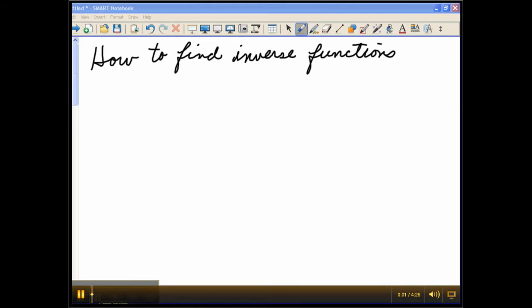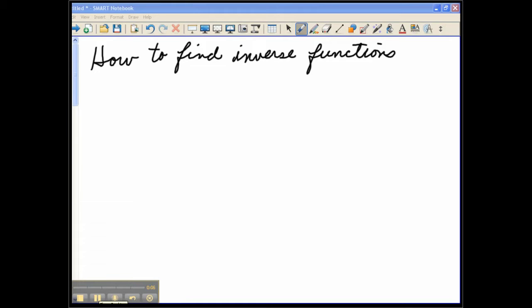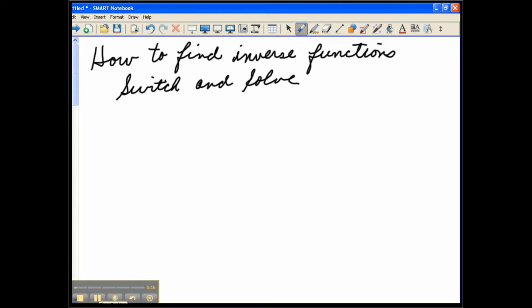In this lesson, we're going to find inverse functions. The strategy that you use is something called switch and solve. And what that means is you're going to interchange the x and y variables.